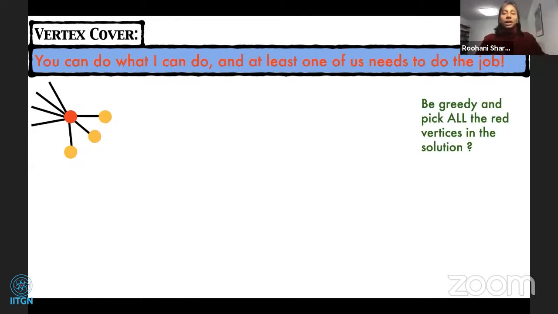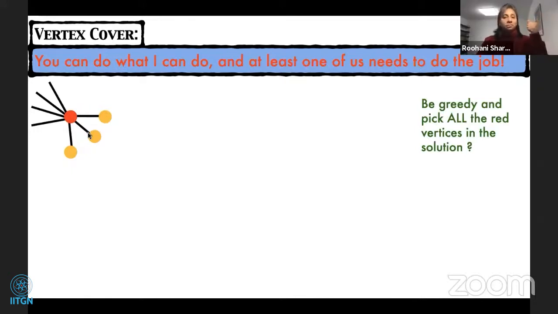So look at the first instance. This is pretty much like the previous example. So you have a red vertex and you have a bunch of yellow vertices. Here the yellow vertices can delegate their tasks to red, because if you look at the edges incident between the red and the yellow vertices, someone needs to kill these edges, and the red vertex can kill all these edges.